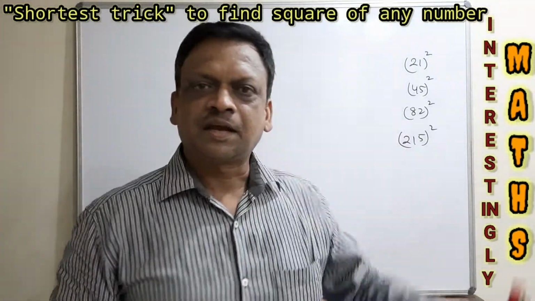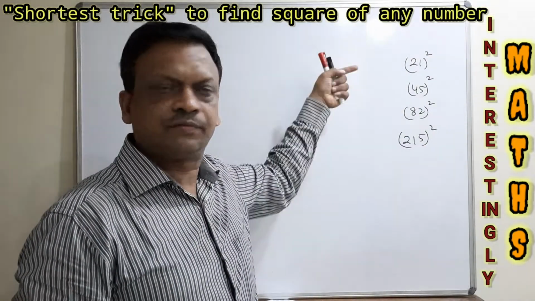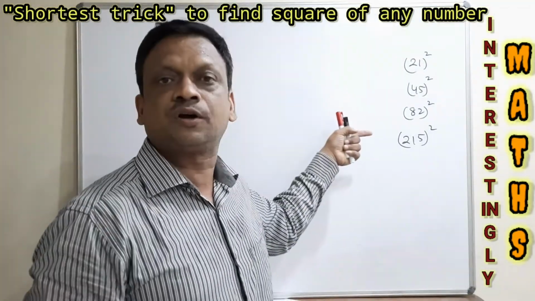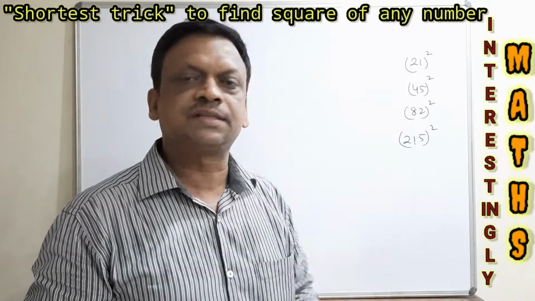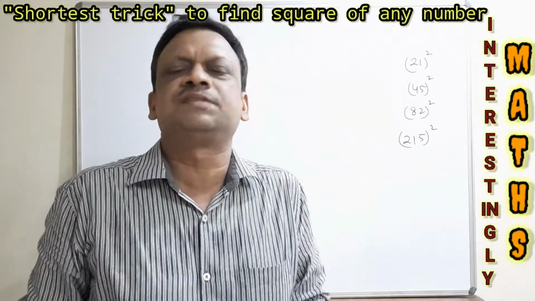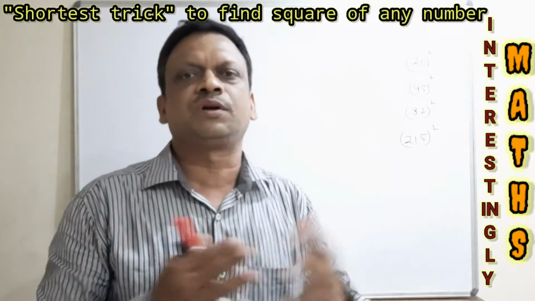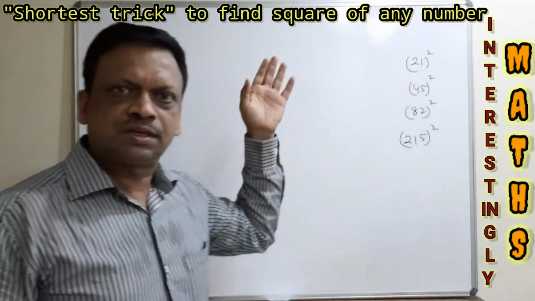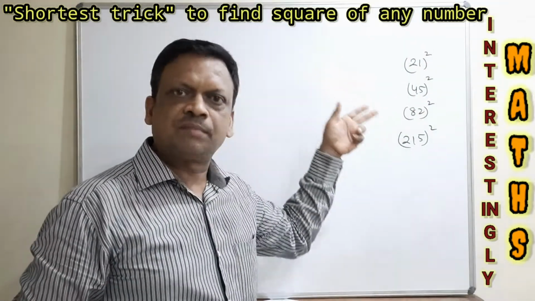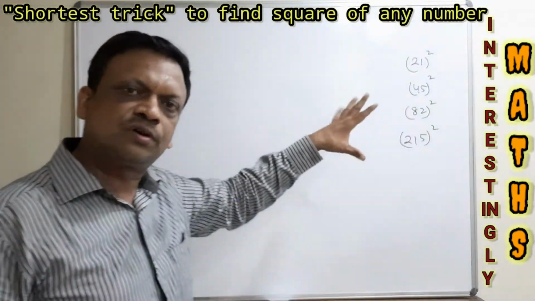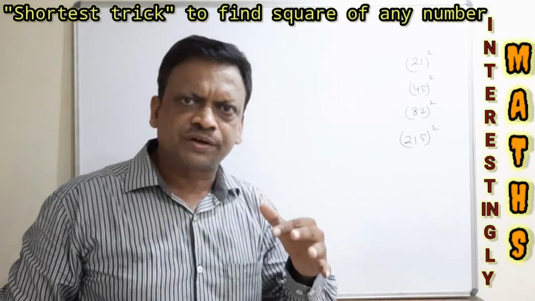So guys, here I have selected four numbers: the square of 21, the square of 45, the square of 82, and the square of a 3-digit number also, right? 2-digit and 3-digit. 1-digit is very simple, you can find it very simply. Square of 4 is 16. Square of 5 is 25. But what about the square of 2-digit numbers and 3-digit numbers and more? So today we shall do these four with a very short, very quick trick.